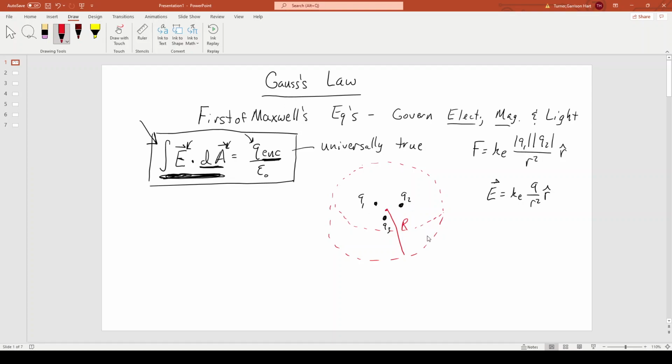So the total surface area of a sphere, remind ourselves, is 4 pi r squared. The surface area of a sphere is 4 pi r squared, and the surface area element of a sphere, just for reference, is going to be r squared times sine theta d phi.